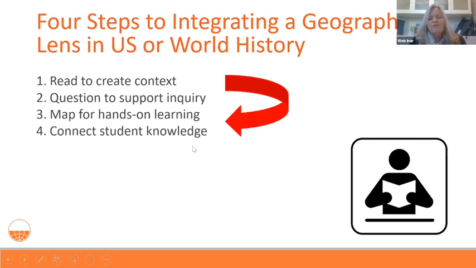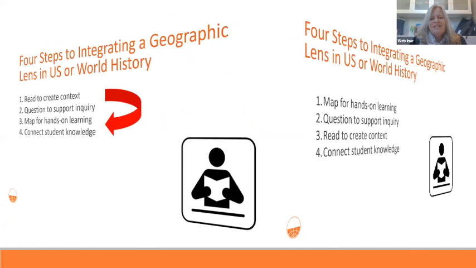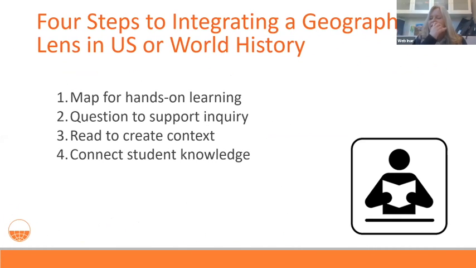Like maybe it's not read to create context first. Maybe it's start with the maps. And it's just had me really thinking, what if I had done this order? What if I'd started with some kind of a mapping activity, and then I asked students what questions they had after the mapping activity, and then I had them read.